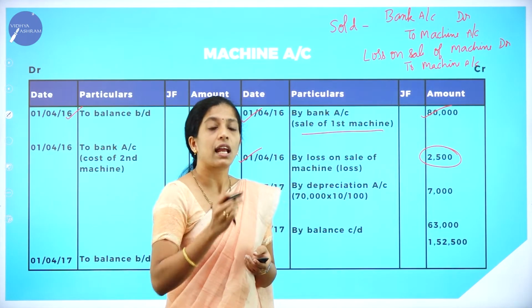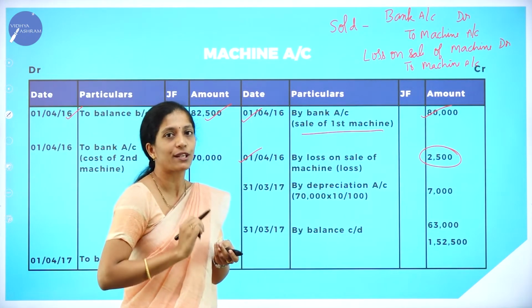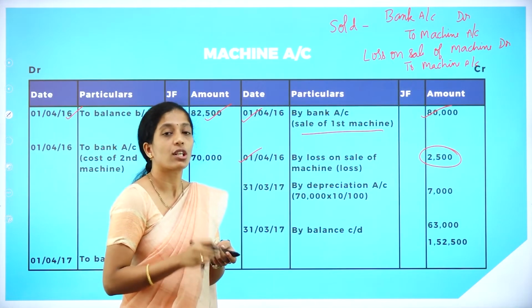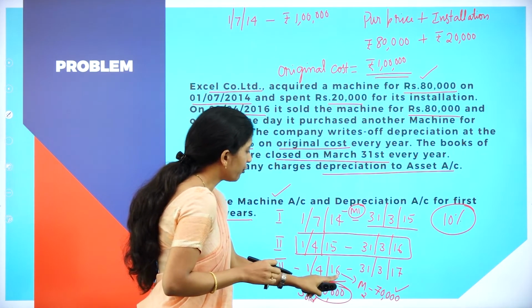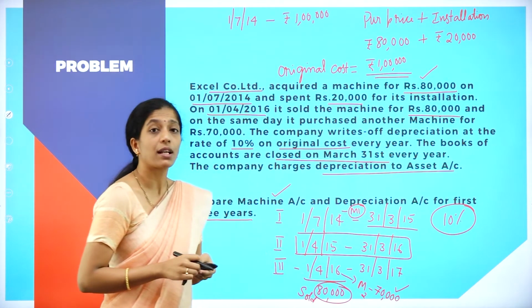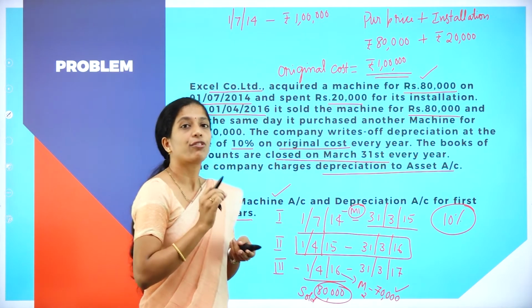But on the same day, they have purchased one more machine. Okay, now we are done with the old machine, that is machine 1. Now come to machine 2 because they have purchased one more machine on the same day. Now go through the table here once again. That is on 1/4/2016, they have purchased one more machine for rupees how much? 70,000. Correct? So we have to record entry for that also.